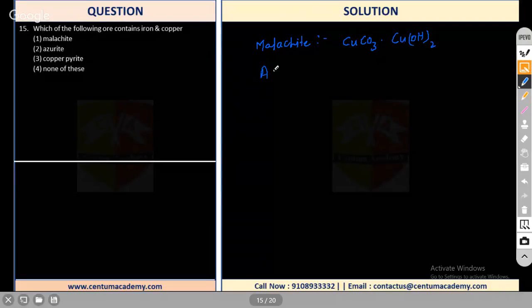Next one we have azurite, and its formula is 2CuCO3·Cu(OH)2, meaning it is surrounded by two molecules of copper carbonate. Copper pyrite, you already know, it is the easy one, CuFeS2. And the next one is none of these.